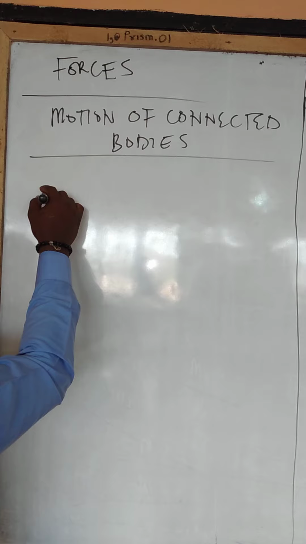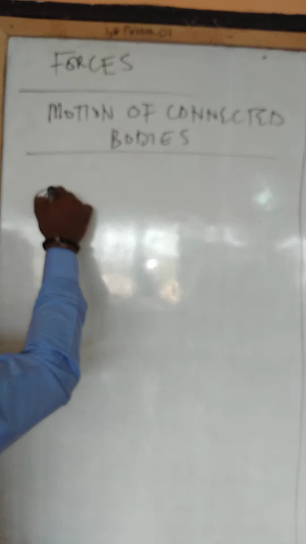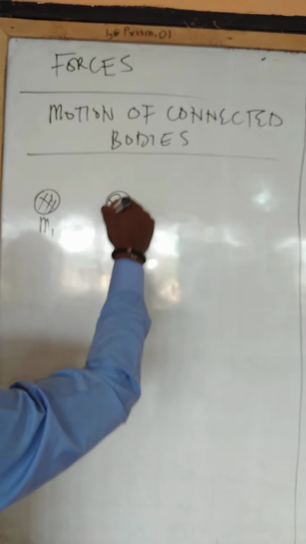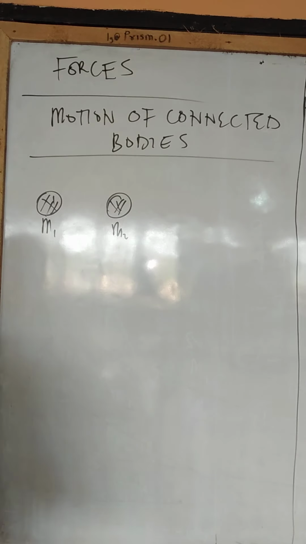We are going to be continuing with our forces topic. In forces, we are going to do motion of connected bodies today. Now let us consider two bodies. Let's say I have a body of mass m1 and another body of mass m2.